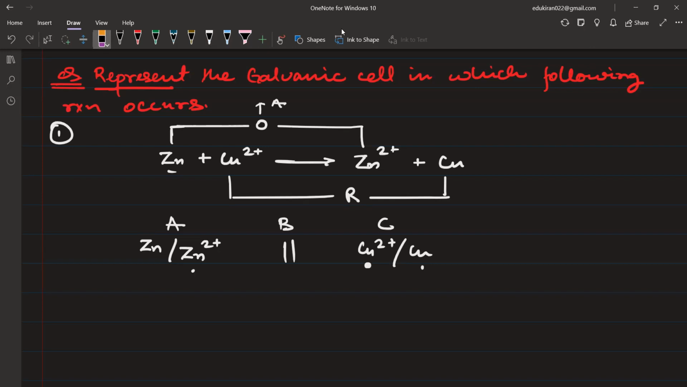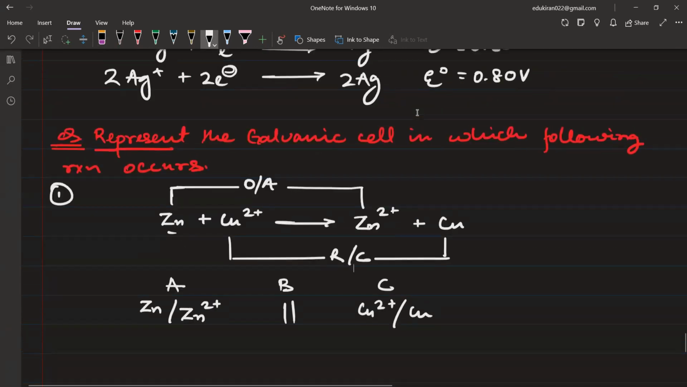If you have got this cell, you can also write the cell reaction from it. Yes or no? Please write this one, then I will give you some more problems. Write all of these things: oxidation is happening here, reduction here. You can also write something like this: oxidation or anode is here, and we have reduction or cathode here.